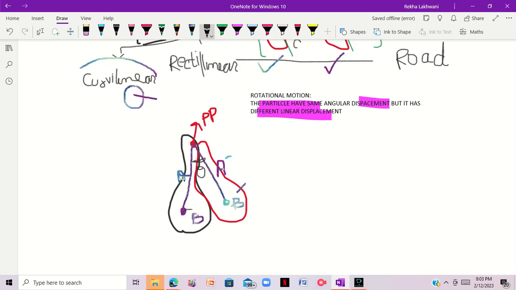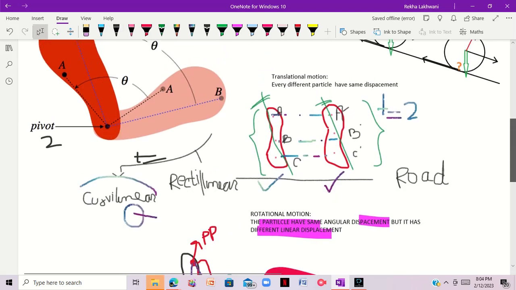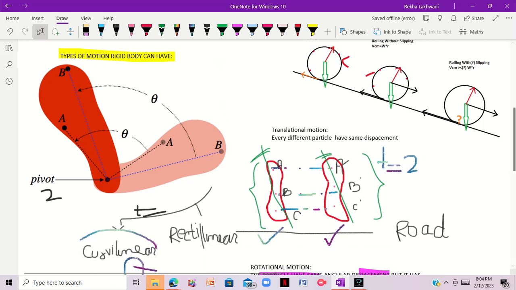So you can see here that it has covered the same angular displacement, but obviously the linear displacement is different for both points, point A and point B, right? So we can write here that BB dash is not equal to AA dash, right? This is an important thing which you have to keep in mind. So here the angular displacement is the same and the linear displacement is different. That type of motion is known as rotational motion. I hope this is clear to you. If you have any queries, you can ask me in the comment section, and I would be really glad to answer you guys.